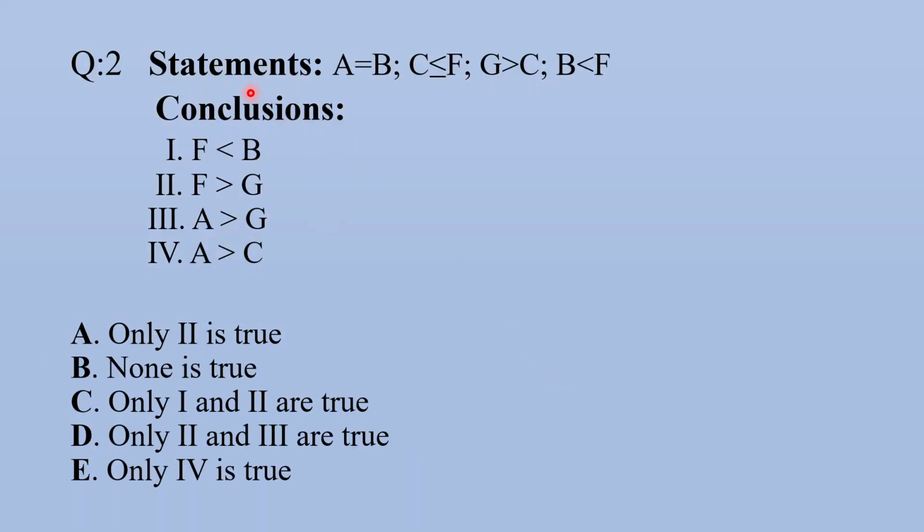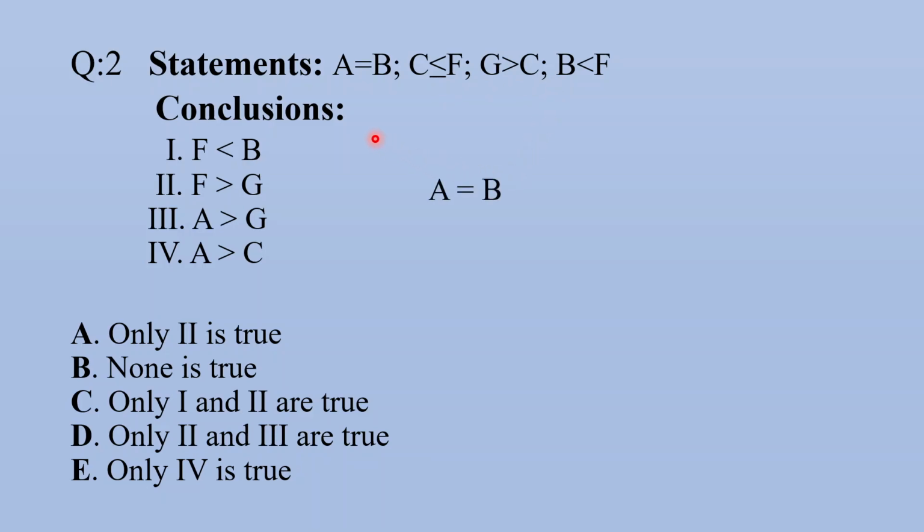This is the next question, and the statements are given like this: A equals B, C is less than or equal to F, G is greater than C, B is less than F. So here the relation is not given in continuity. There are two ways to solve this type of question. First of all, you just see the conclusion and then set up the relation between them. And the next way, which I follow, is like this.